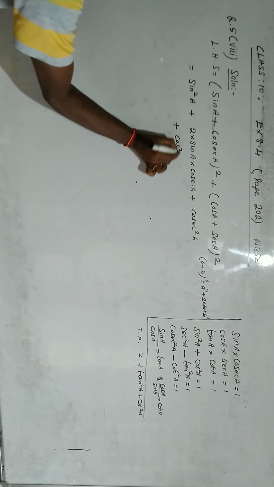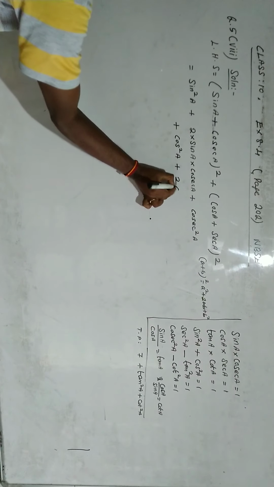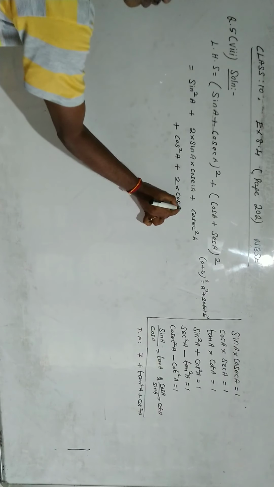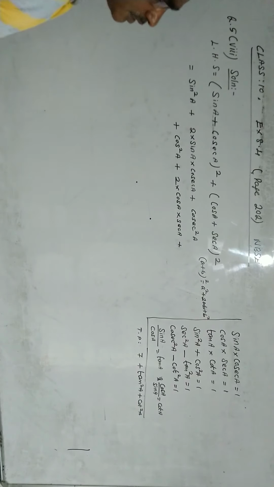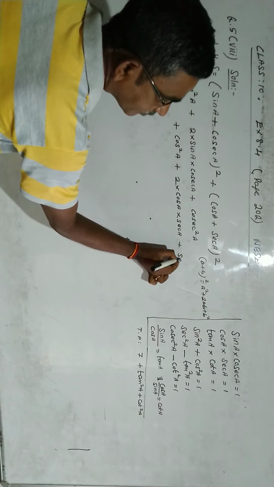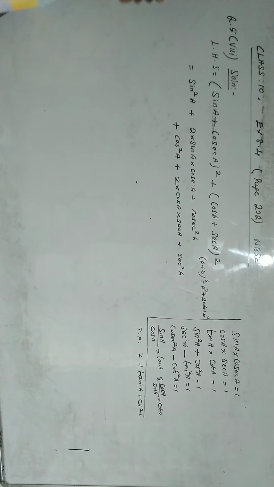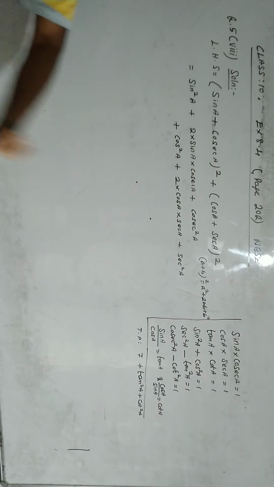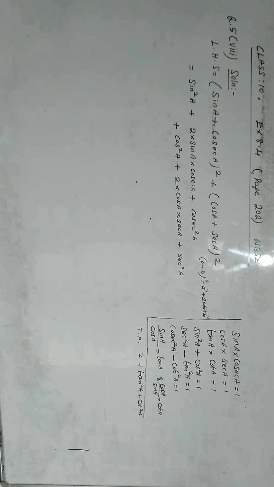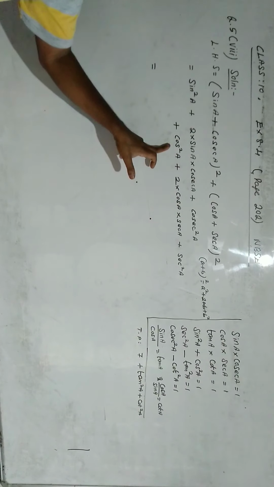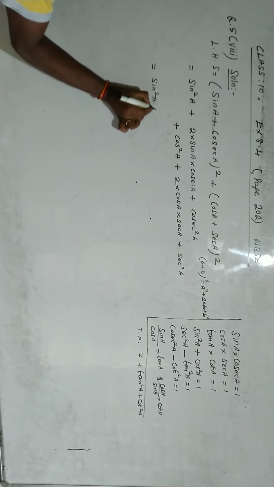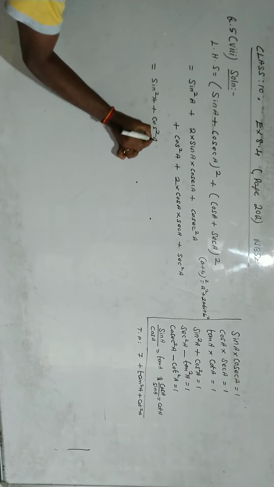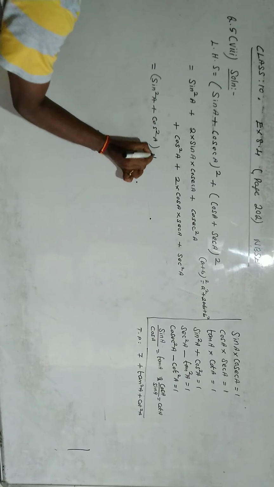a square, cos square a, plus 2ab, 2 into cos a into sec a, plus secant square a. We applied the same formula, a plus b the whole square. Right, now we can simplify. We know sin square plus cos square equal to 1. Sin square a plus cos square a will be taken together, and the result is 1.